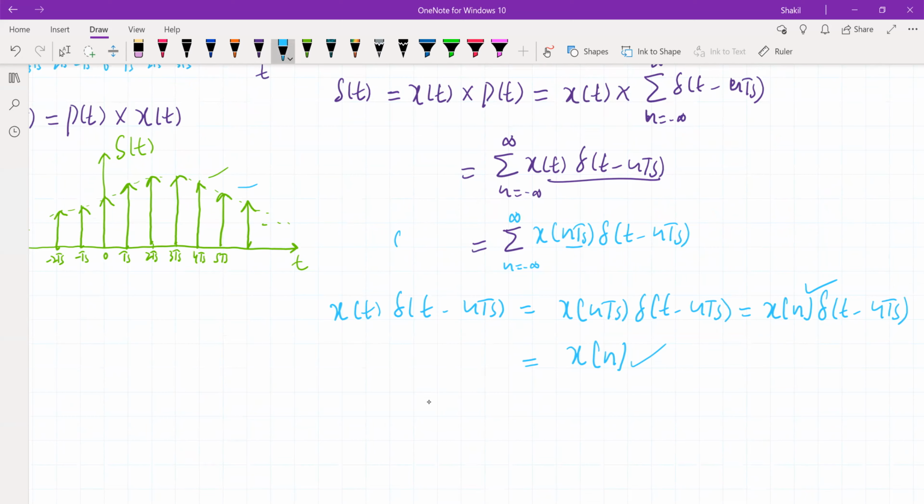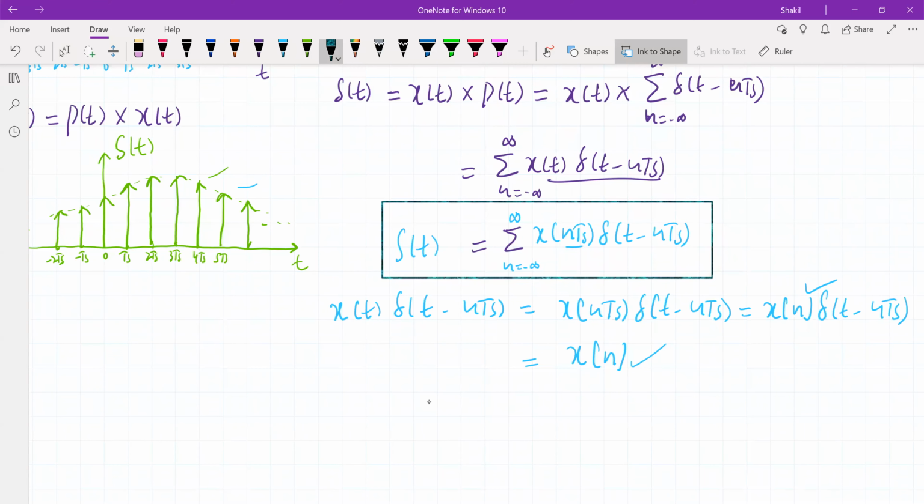So the result of this mathematical operation is the multiplication between p of t, which is the impulse train, and x of t, which gives us the discrete version of x of t, meaning the sampled version of x of t. So this is the operation in time domain. Now if I go to the frequency domain, what is going on? As soon as you perform this multiplication, what are you doing in the frequency domain?